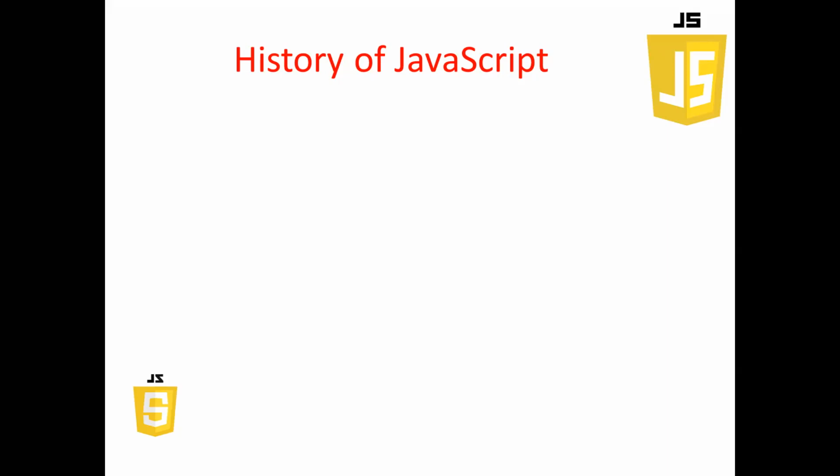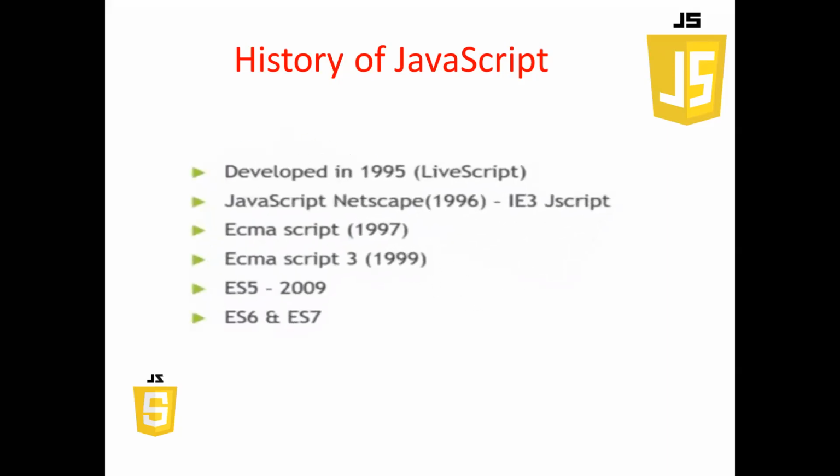So let's learn about the history of JavaScript. JavaScript was introduced and developed in 1995 with the name LiveScript. Before that in 1995, no one knew about JavaScript. Everyone knew about LiveScript.